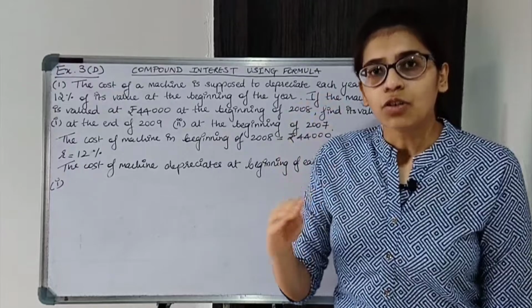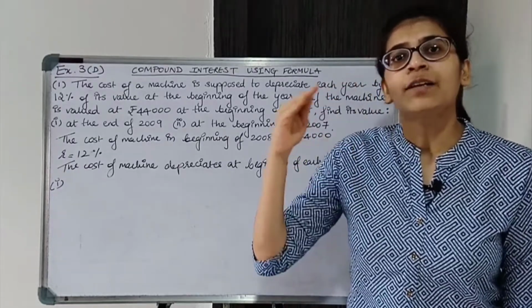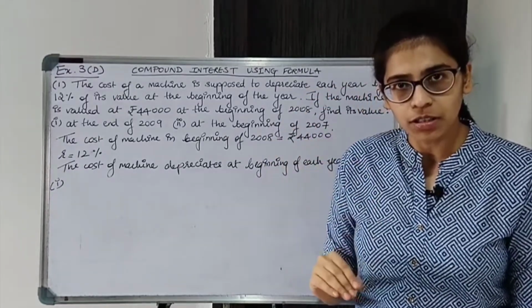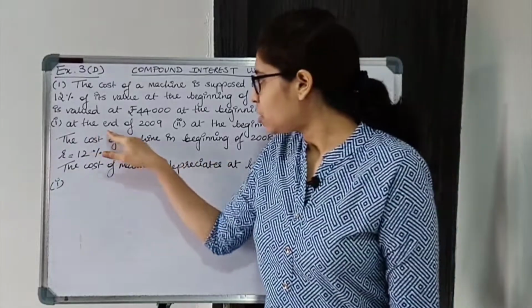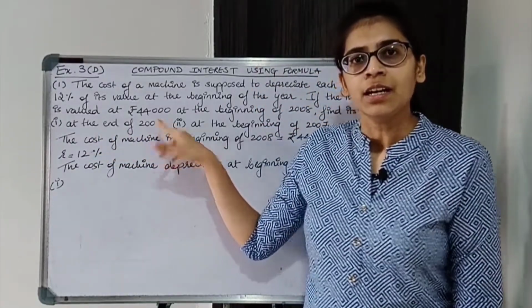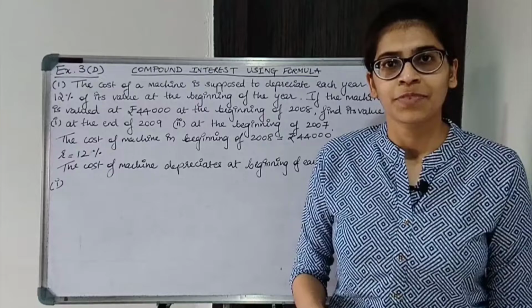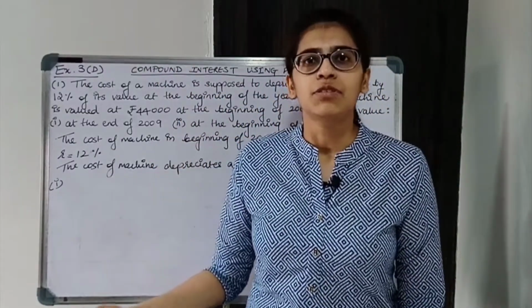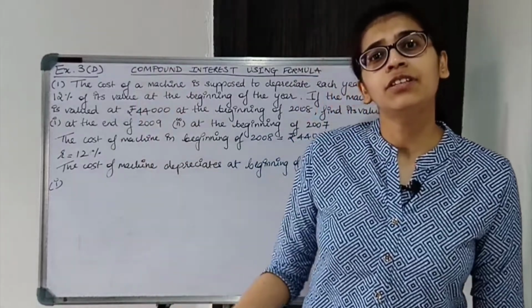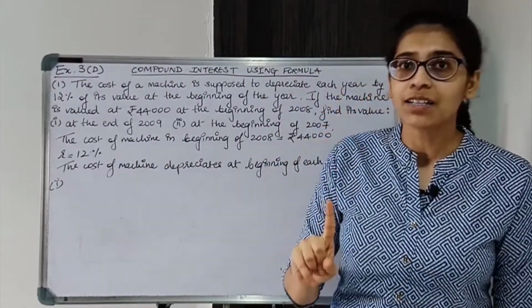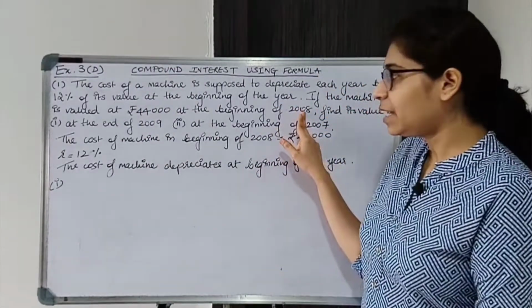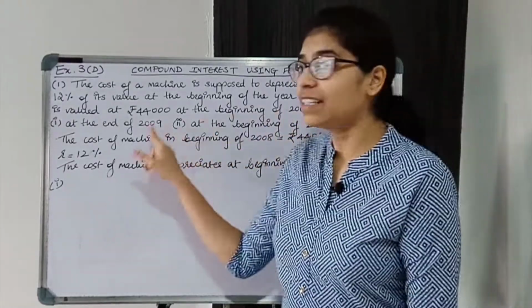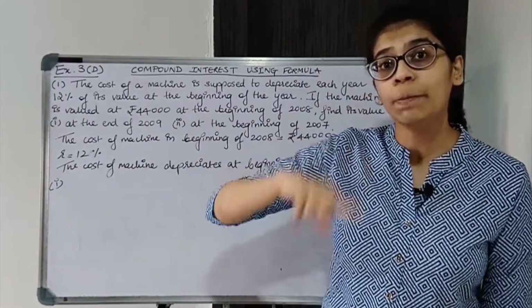Now the cost is depreciating at the beginning of each year. So by the time you reach the end of 2009, again 1 year has passed. Starting of the year is January, ending of the year is again December. So you have reached the end of the year, so 1 year has passed again. The 2008 costing is given. You have to find at the end of 2009, not the beginning.